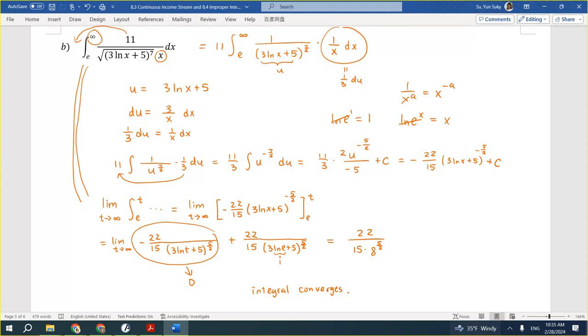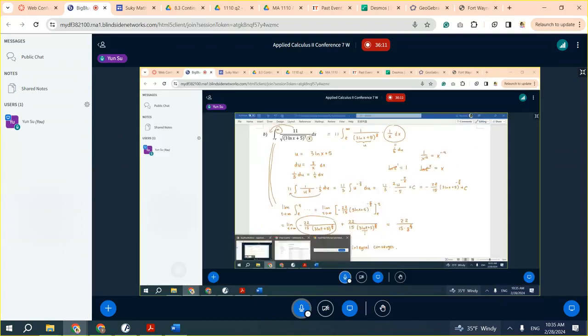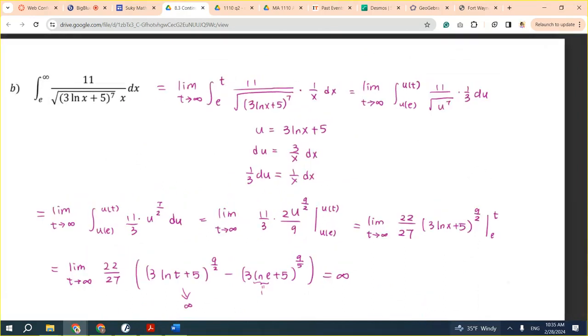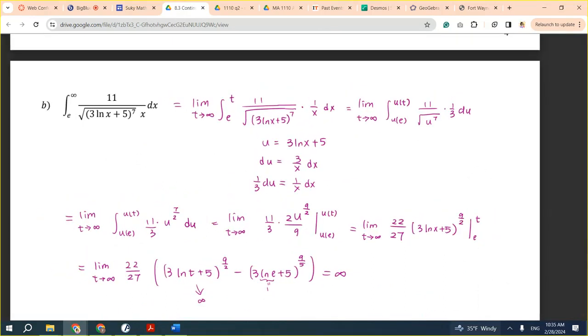Oh, by the way, I just realized I made a mistake on my notes. This is my mistake. You see what I did? This u to the 7 half is in the denominator. So when I write it, I forget to put a minus sign. So I got this wrong. And then I got this wrong because it should be in the denominator. Now I put it on the numerator. I got infinity. So you see, I make mistakes too. So be careful. It's in the denominator, and your exponent should be negative.